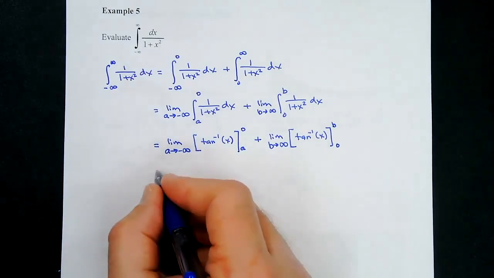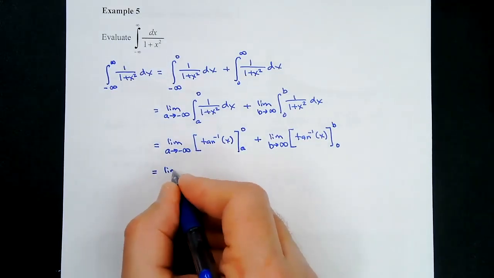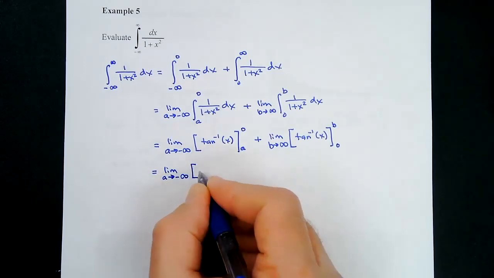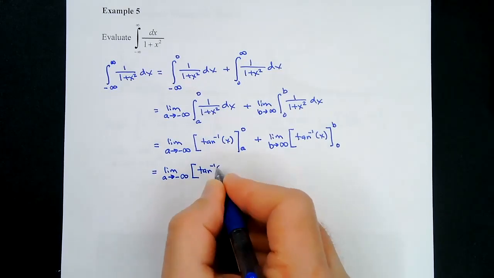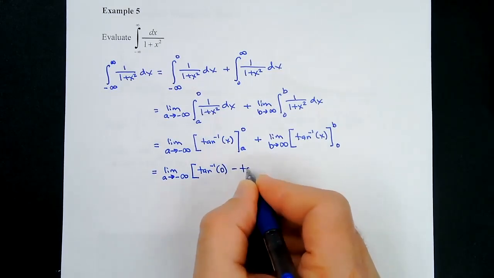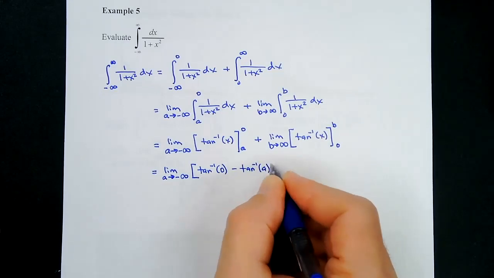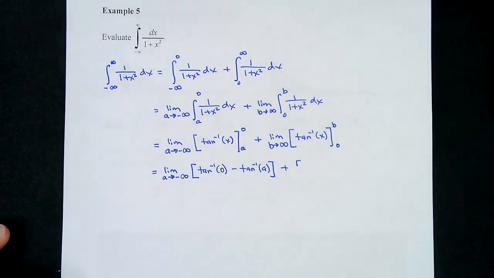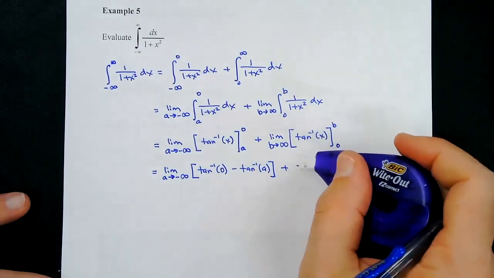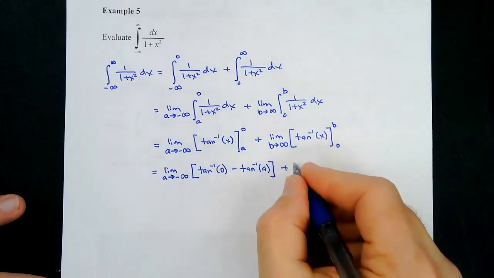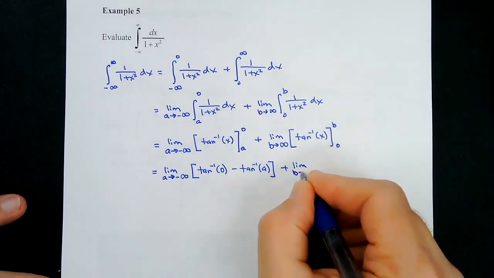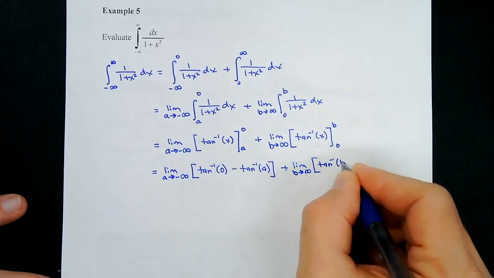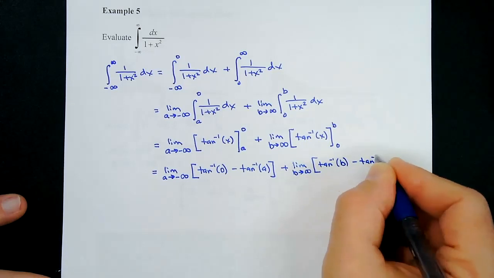Okay, so that makes this equal to the limit as a goes to negative infinity of tan inverse of 0 minus tan inverse of a, and then plus, and hold on, I forgot to write my limit statement. And then plus the limit as b approaches infinity of tan inverse of b minus tan inverse of 0.